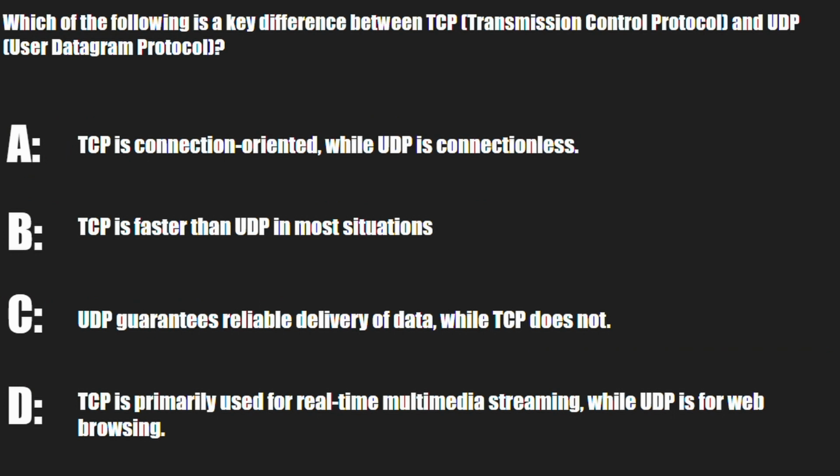Let's do it. Which of the following is a key difference between TCP, Transmission Control Protocol, and UDP, User Datagram Protocol? A, TCP is connection-oriented, while UDP is connectionless. B, TCP is faster than UDP in most situations. C, UDP guarantees reliable delivery of data, while TCP does not. Or D, TCP is primarily used for real-time multimedia streaming, while UDP is for web browsing.